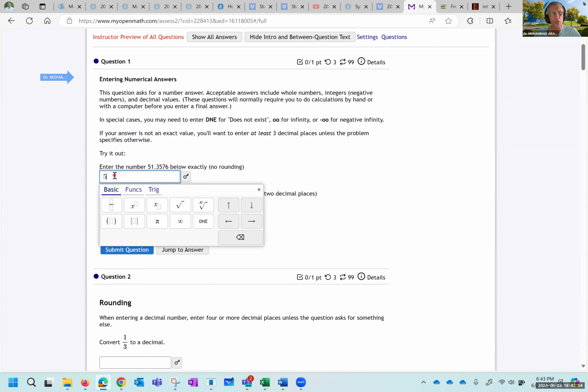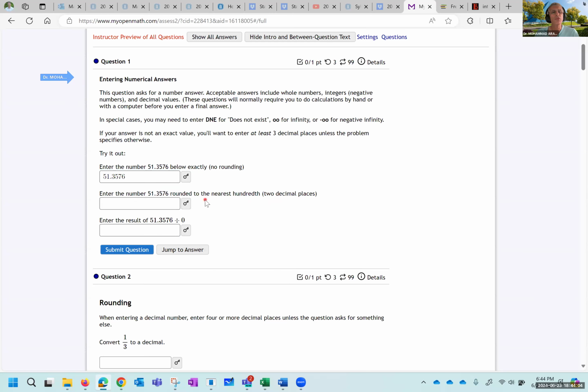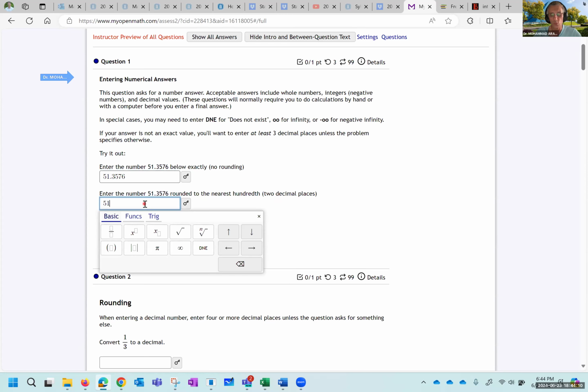So this one, I just want to write 51.3576 as it's given. Exactly, no rounding. But you have to get comfortable with rounding. This one, we want to round it to the nearest hundredth. So 51.3. Notice the digit in the hundredths place is 5. Next to it is 7, so it goes up to 6.